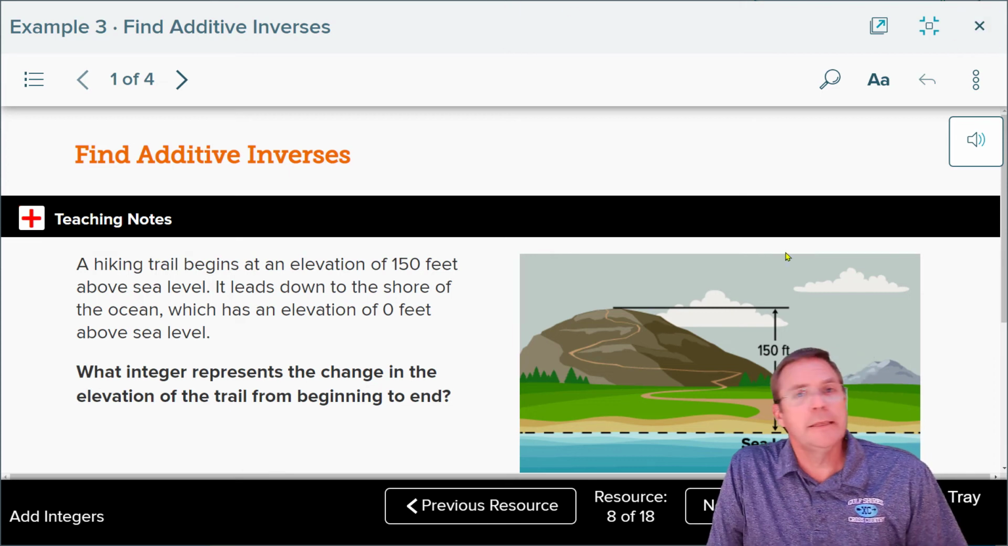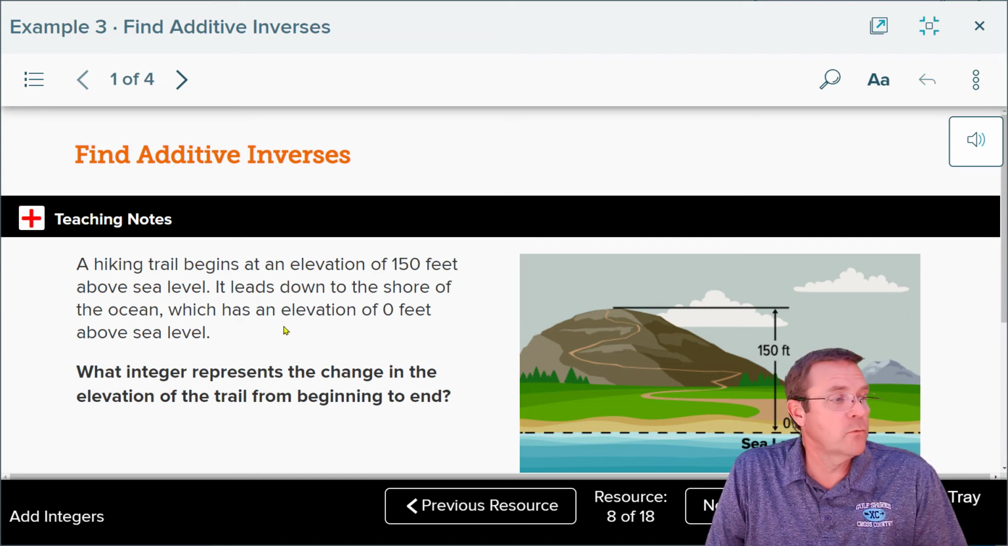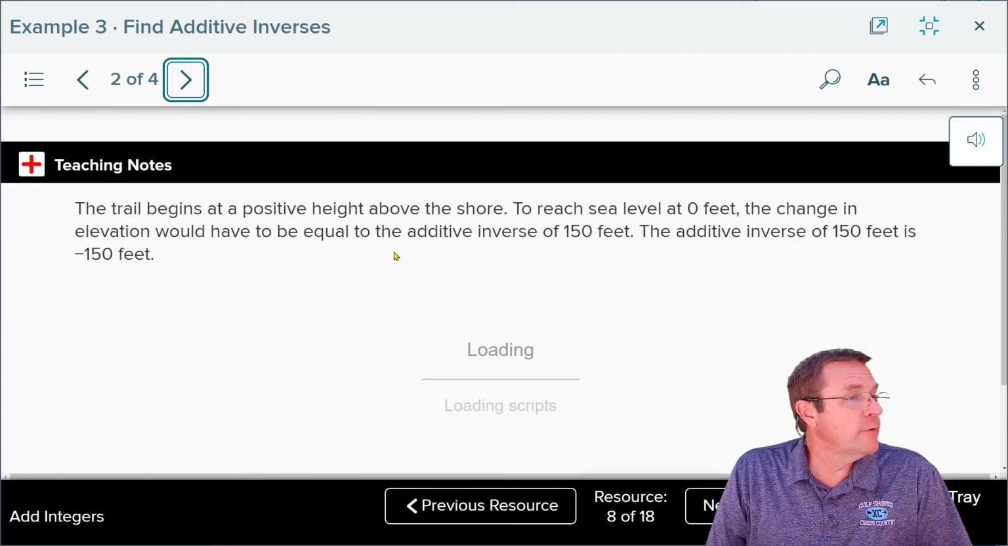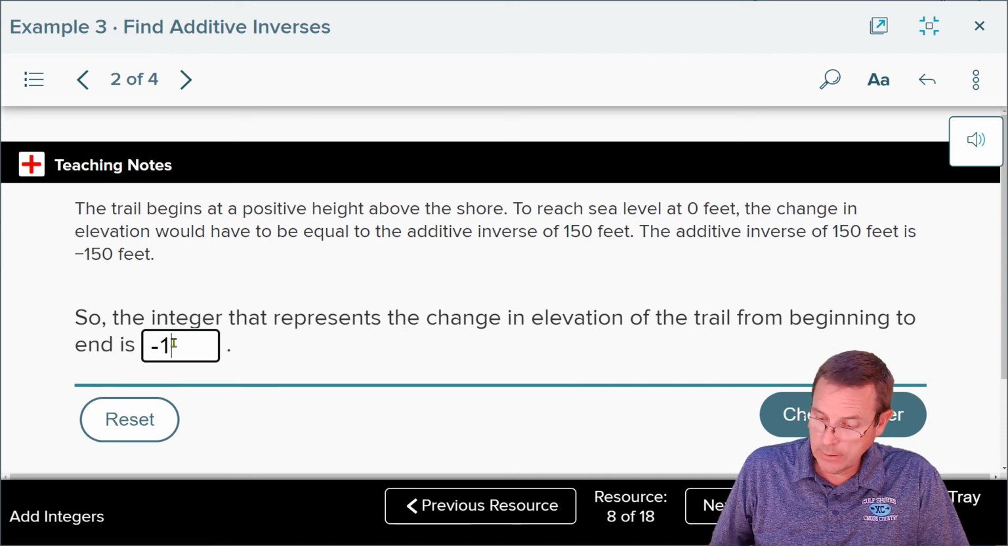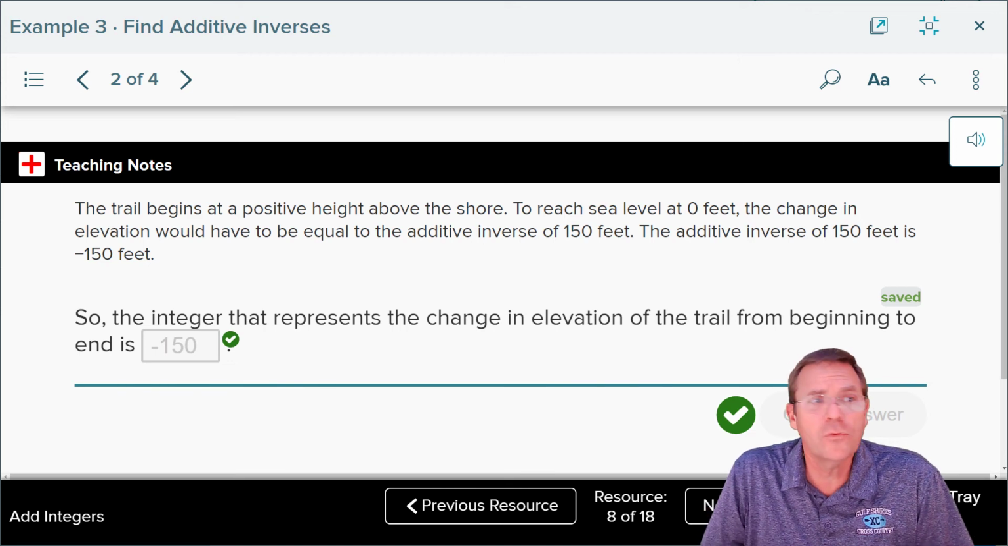A hiking trail begins at an elevation of 150 feet above sea level. It leads down to the shore of the ocean, which has an elevation of 0 feet sea level. And it says, what is an integer that represents the change in elevation of the trail? So all you have to do, you started at 150 feet. That means you're going to go down 150 feet to it. So the integer that represents the change in elevation is just going to be negative 150 feet. That's all there is to doing that.